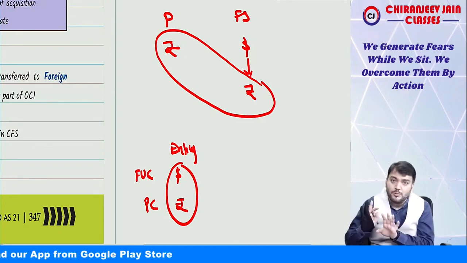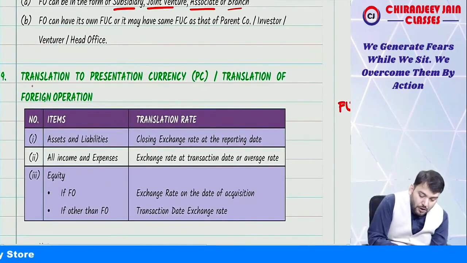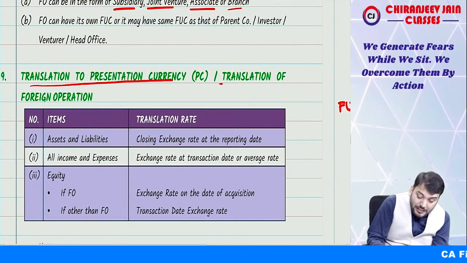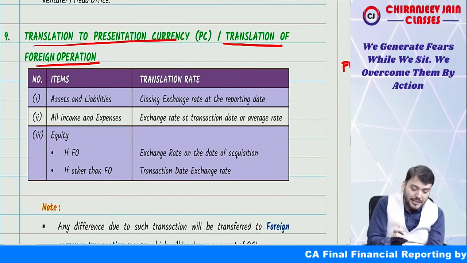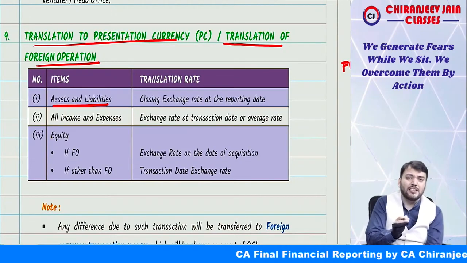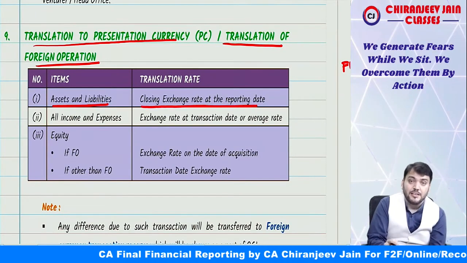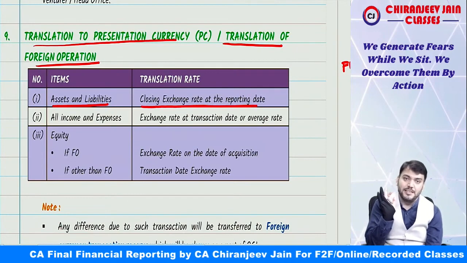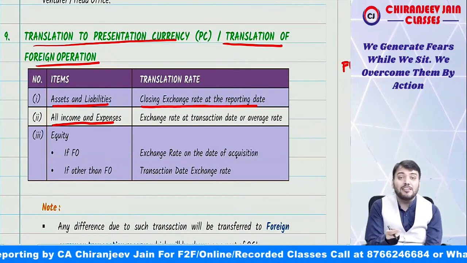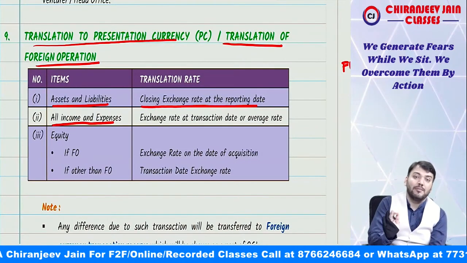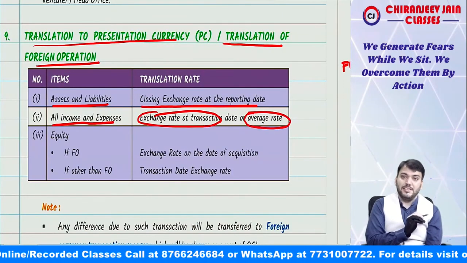What do they say for translation to presentation currency or translation of foreign operation? Any item in the balance sheet, assets and liabilities, will be translated using the closing exchange rate at the reporting date. All income and expenses will be translated using either the transaction date exchange rate or the average rate.